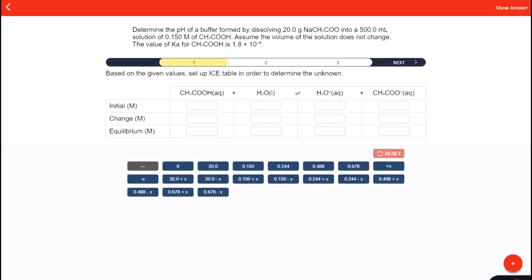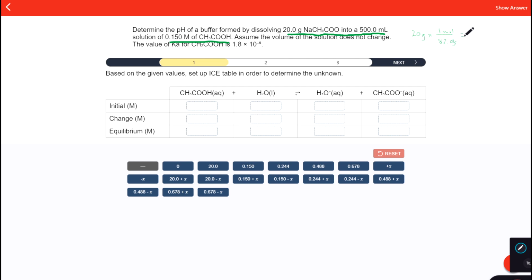Notice we have molarity for our acid, so right here, but we have grams and milliliters, so this would be 0.5 milliliters. So the first thing we have to do is find the molar mass, which is 20 grams multiplied by 1 mole per 82.03 grams.